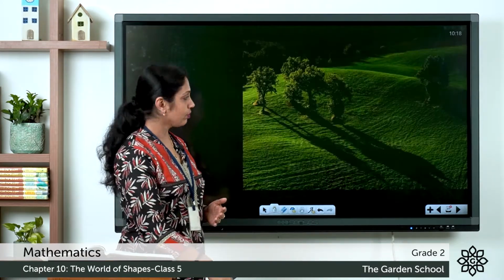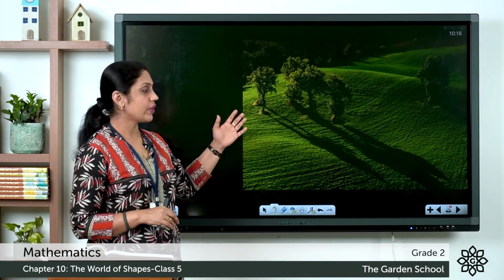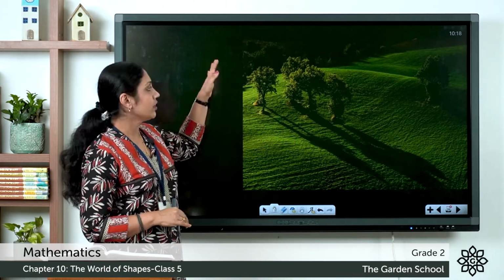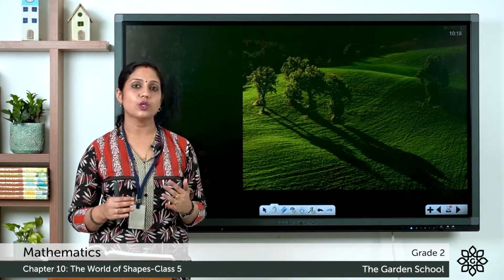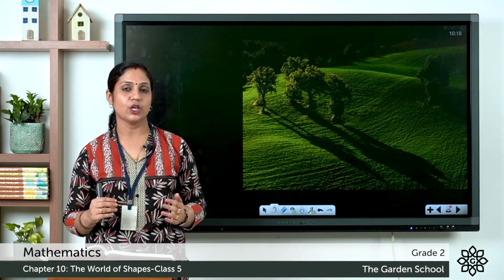So let's see. In this picture, you can see some trees and the shadow of it. The trees block the sunlight and here the shadow is formed. So you can also observe many types of shadows in your surroundings.